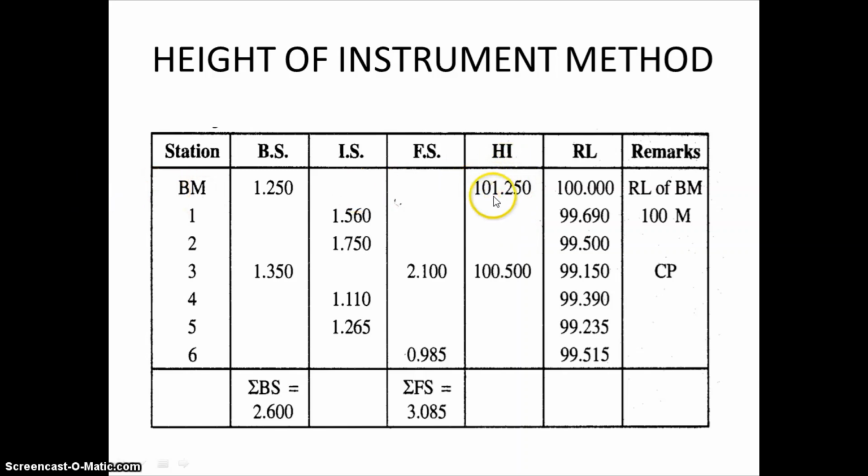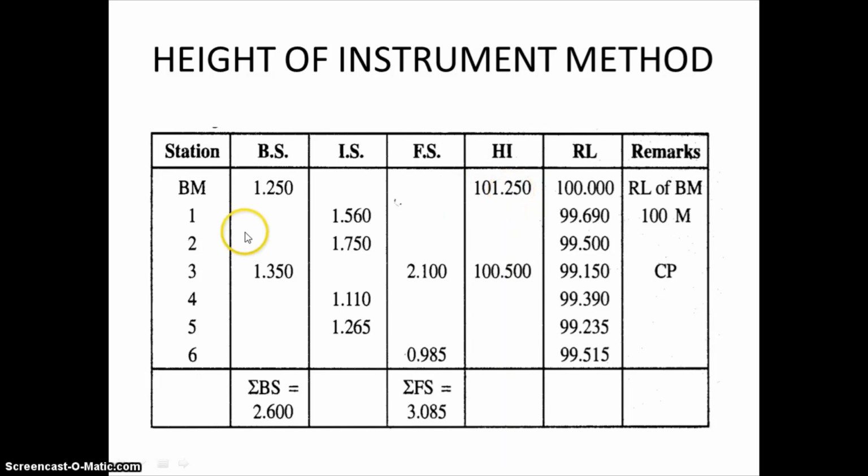Now you can see here you have to calculate HI. RL is already given for the benchmark, that is 100. So how will you calculate the RL of HI? We already discussed that HI will be calculated as RL of benchmark plus backsight reading. If you add 100 plus this value, you will get your HI value, 101.250.